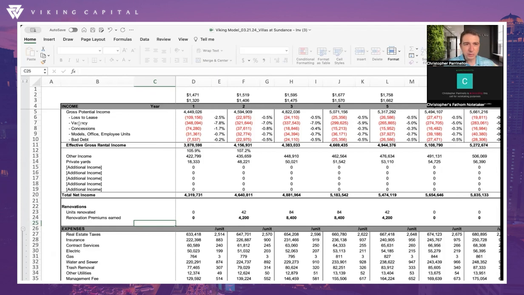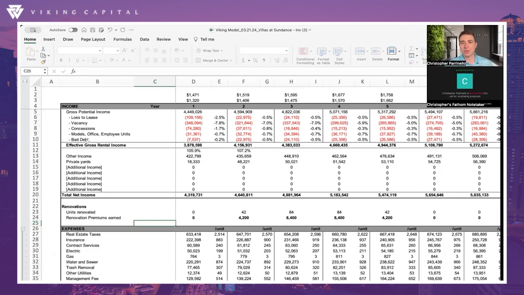Vacancy is more obvious. Any unit that goes more than a 2-3 week period is going to affect your vacancy numbers. Concessions are just the promotions that you run in order to entice renters to come in, if you're trying to either lease up or increase occupancy. This one's pretty obvious. These are just deals or lost revenue due to a model unit.